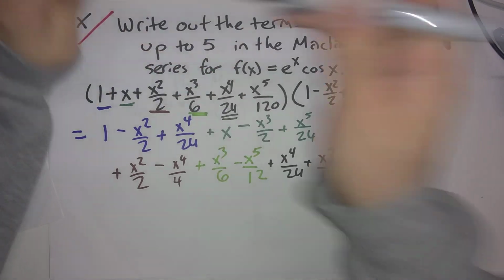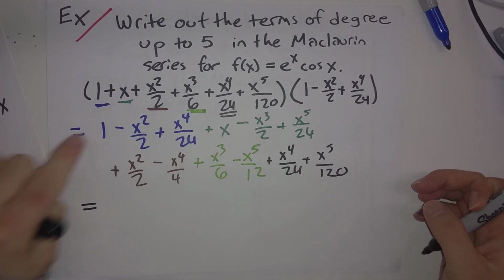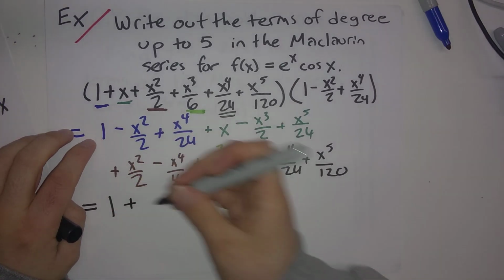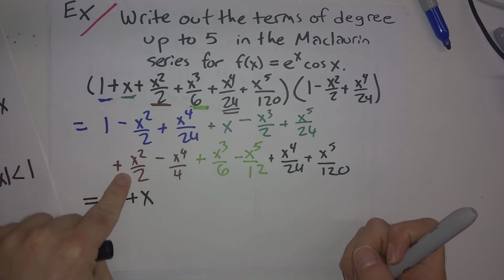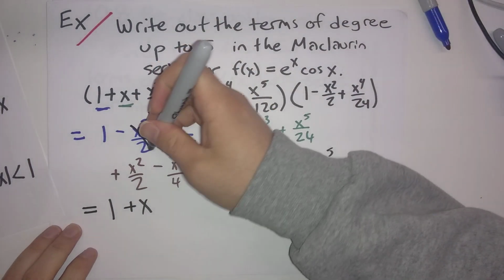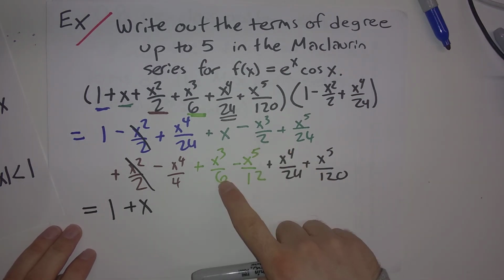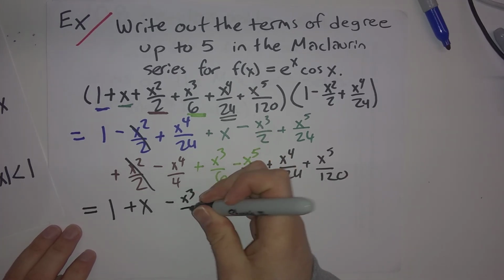Let me just comment here. In some sense, this is our answer. We should try to combine the terms together. So 1, there's the only constant term. Here's the only linear term, plus x. Minus x squared over 2 plus x squared over 2, those cancel. Minus x cubed over 2 plus x cubed over 6, adding those together gives us minus x cubed over 3.